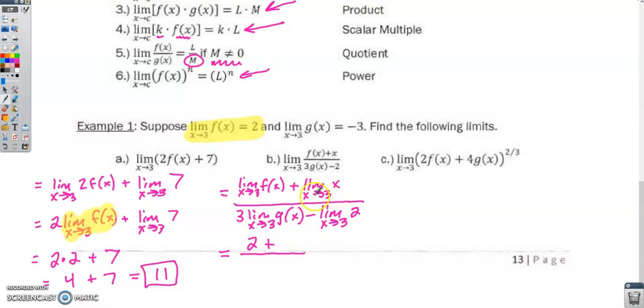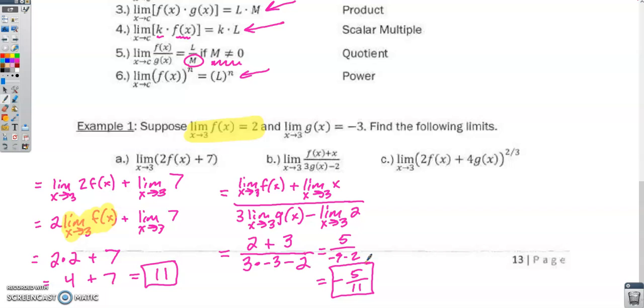I'm going to use theorem 1 part B here for the right hand side of our numerator. The limit as x goes to 3 of the identity function is just going to be 3, over 3 times the limit as x goes to 3 of g of x, which is negative 3, minus the limit as x goes to 3 of 2, which is just going to be 2, and then we go ahead and calculate all that, and we end up with negative 5/11 as our limit. Okay? And then we go to part C.